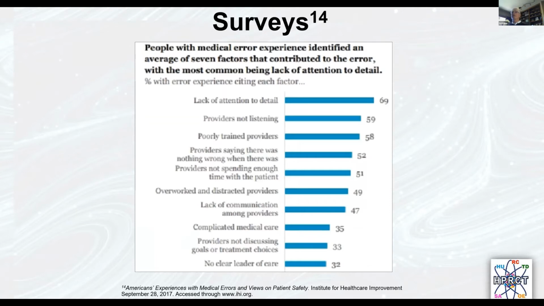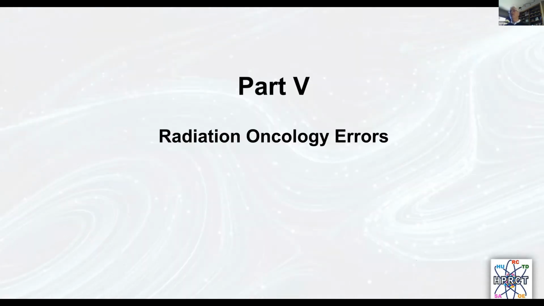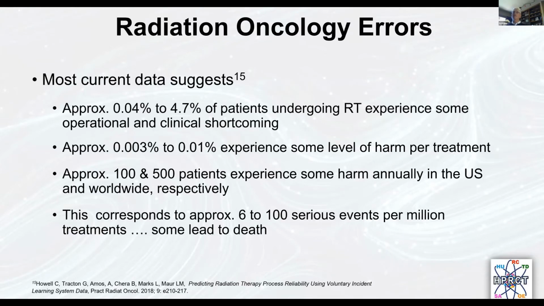The next survey done was where do these errors occur? What are the main contributory factors? And the main factors are inattention to detail, lack of attention in what you're doing. There are all sorts of reasons why that lack of attention occurs, but overall in the survey, it appears inattention to what is happening in the process. So now we're going deeper into what are the radiation oncology errors and what specifically are their reasons. So most of the data that we have out there in our literature in radiation oncology shows that up to 4.7% of patients undergoing a radiation therapy treatment have some operational clinical shortcoming.